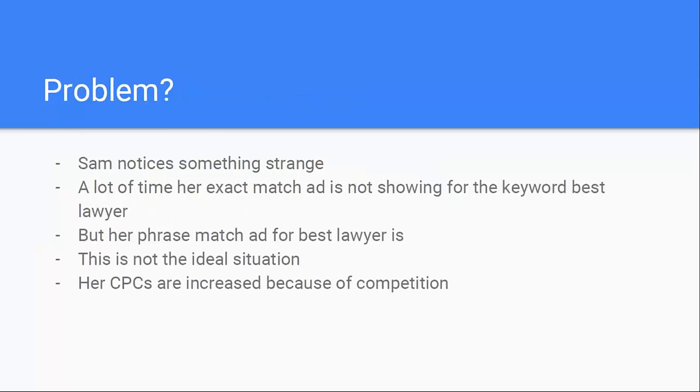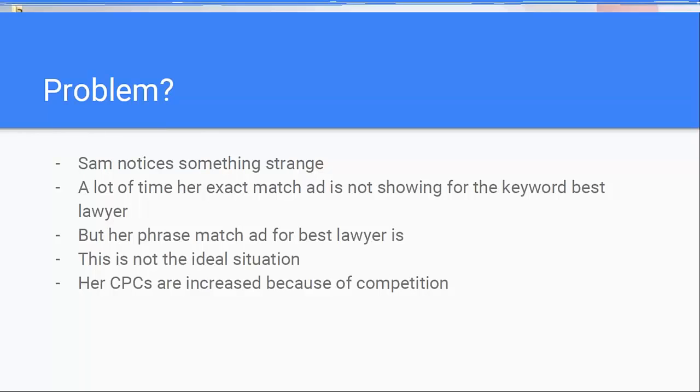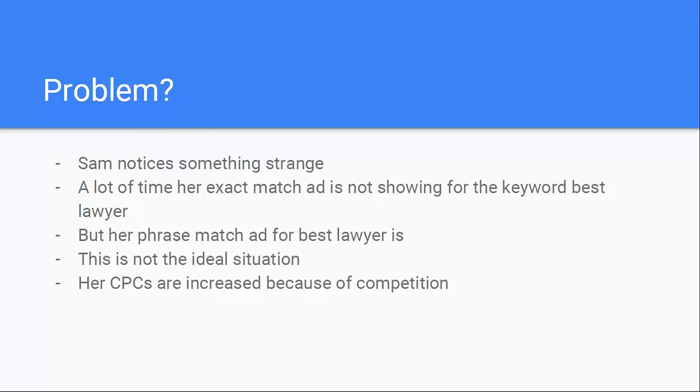And what is the problem with this? Even this is not perfect. We are moving towards a perfect campaign structure, so let's see what the problems with this structure are. What Sam notices is that a lot of the time, because she has set up a different ad for her exact match type, the ad is not showing for that particular match type. Some other ad is being triggered. The phrase match ad is being triggered for 'best lawyer'. This is not ideal, right?